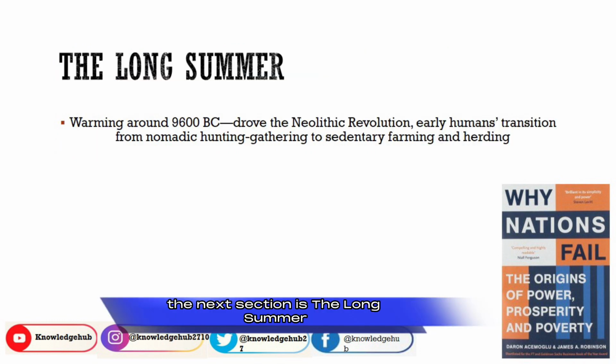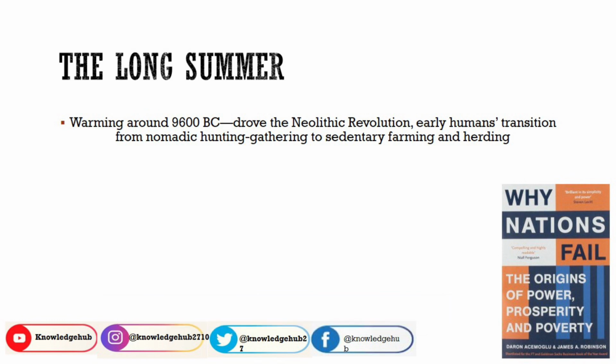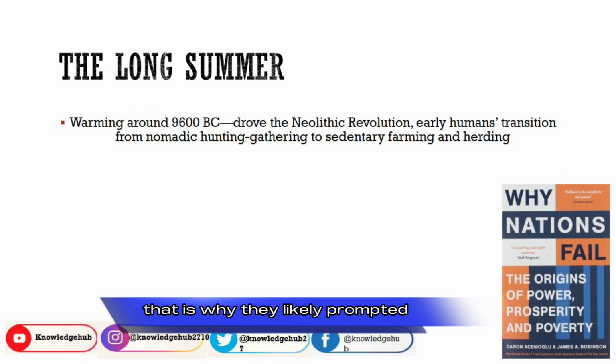The next section is The Long Summer. In this section, the authors make another argument: that in 9600 BC there was a Neolithic revolution, and it changed humans from nomadic hunter-gatherers to a sedentary farming and herding society. This was a result of a long summer, a period of drastic heat on the earth. The Neolithic revolution brought a drastic change in human history, and there was so much development, but the authors claim that this society didn't create long-term prosperity because its institutions were extractive instead of inclusive. That is why they likely prompted infighting among elites, and whatever it created was just a matter of time, and it was favorable only for the elites of that place, not for everyone. So this is how extractive institutions work.